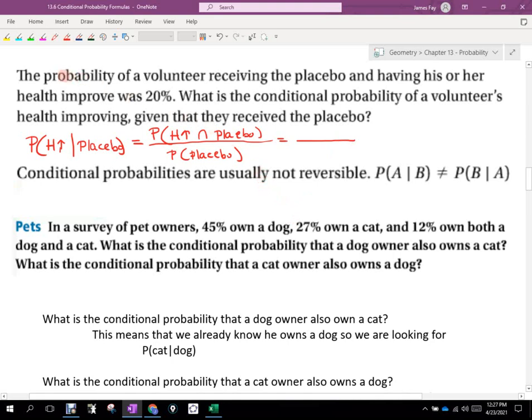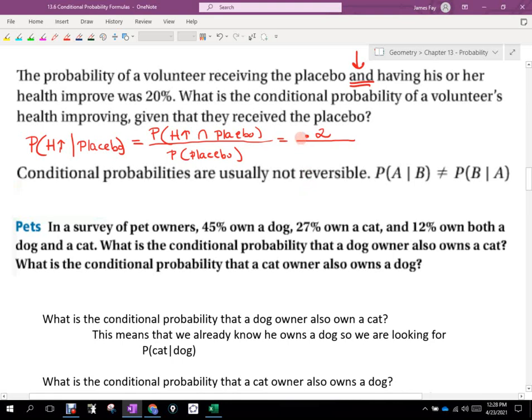As I run through the scenario, it says the probability of a volunteer receiving the placebo and, so I'm always looking for words like "and," because they're going to tell me that's the event I'm looking for. And if they give me data about that, whether processed data like this 20% or raw data, I know that's going to be information for my numerator. So 0.2 is going to go there.